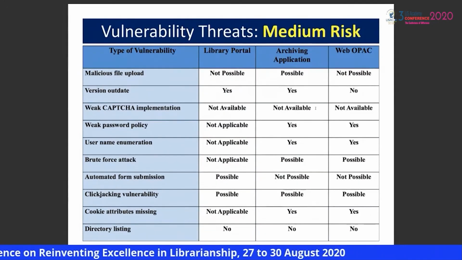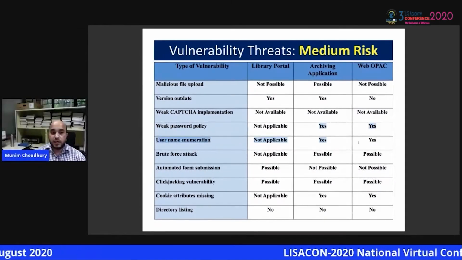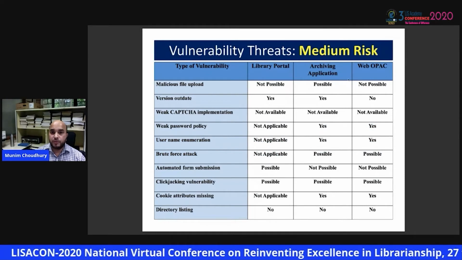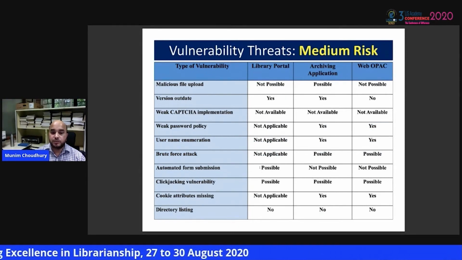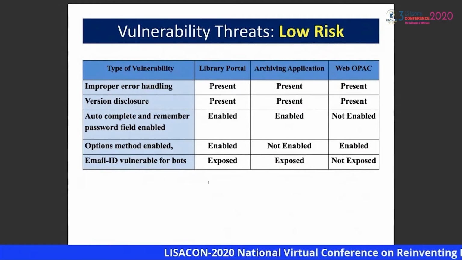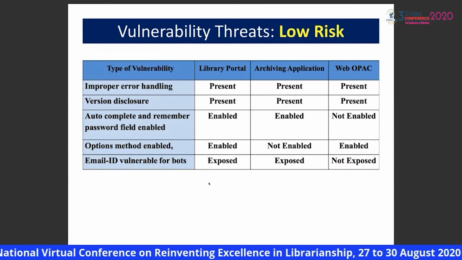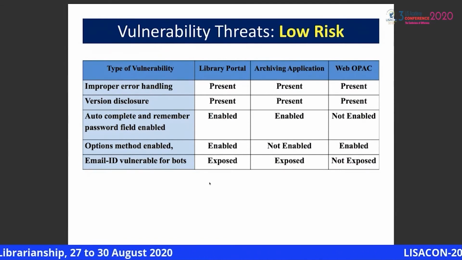In the medium risk category, we can see that weak password policy, username enumeration, and brute force attack are possible in both the archiving application and web OPAC, whereas automated form submission and clickjacking vulnerability is possible in the library portal. In the low risk category, we can see that improper error handling and version disclosure are available in all three categories of web applications.